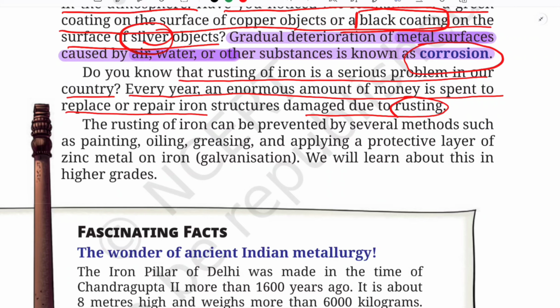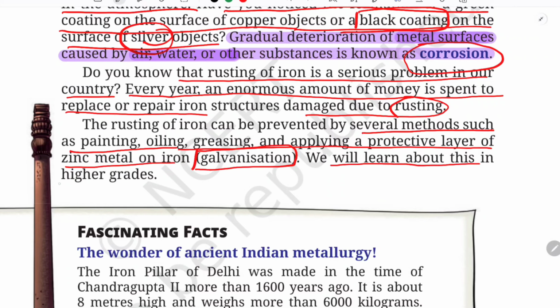We can prevent rusting by several methods, such as painting, oiling, greasing and applying a protective layer of zinc metal on iron, which we call galvanization. About this you will learn more in your higher grade. Suppose for example in your home, in your window, the grillings, what are the grillings made of? The grillings may be made of iron, isn't it? And we usually paint that grilling. Why? So that we can prevent them from rusting. Otherwise, if we don't apply paint from time to time, then what will happen?